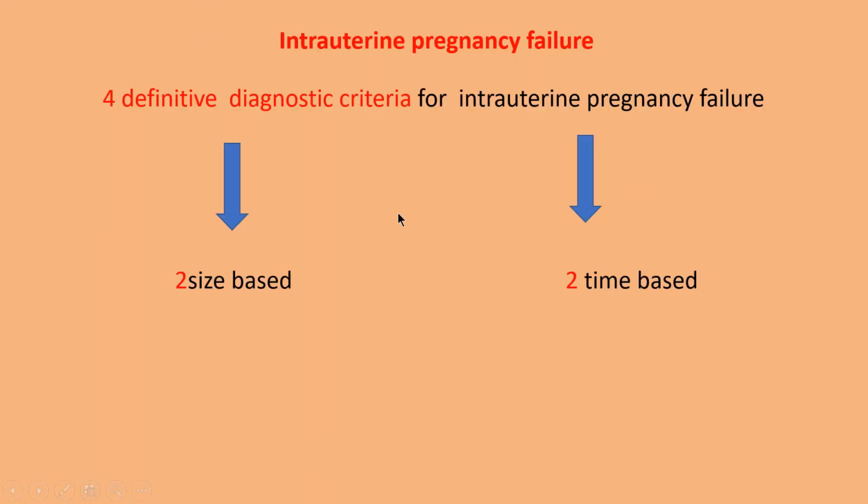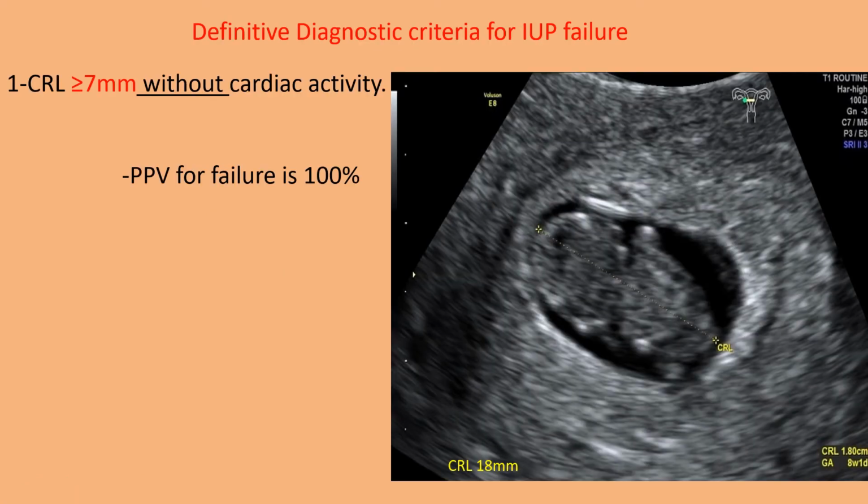There are 4 definitive diagnostic criteria for intrauterine pregnancy failure. 2 are size-based and 2 are time-based. Definitive diagnostic criteria for intrauterine pregnancy failure. Number 1. Crown rump length is 7 mm or greater without cardiac activity, with positive predictive value of 100%.